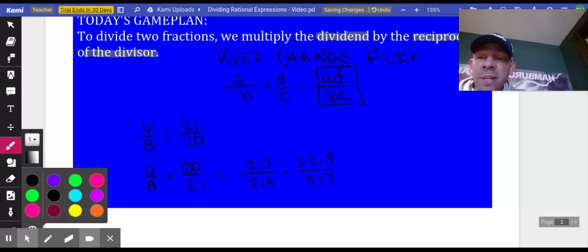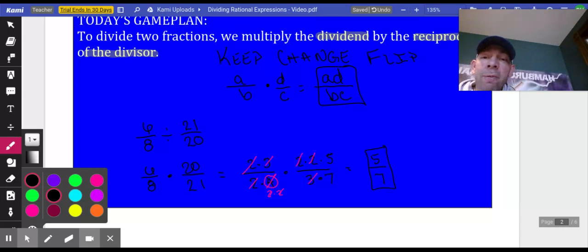Once you get this broken down into all the factors, of course, we could start canceling. Boom, boom, boom. Let's see. Oh, I didn't break that 4 down. That 4 should have been a 2 times a 2. I didn't even catch that. So those are both going to cancel with these two. And at the end of the day, you're just left with a 5 over a 7, and that's your simplest answer.